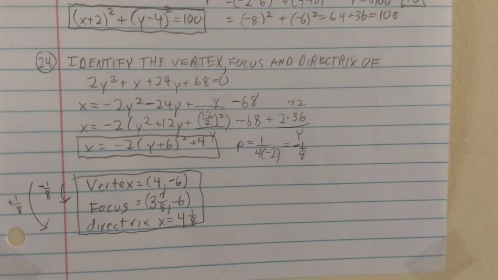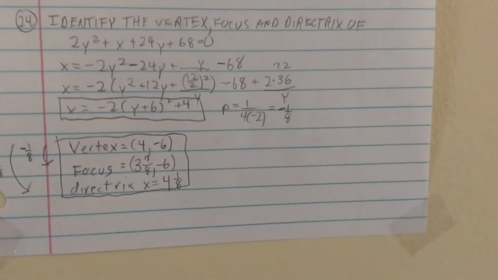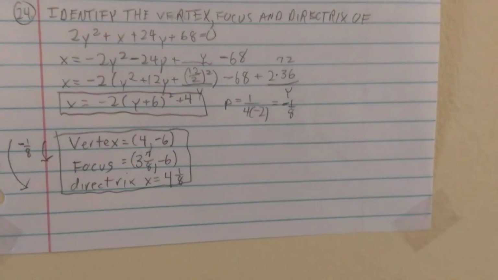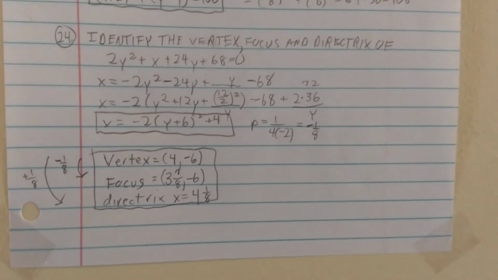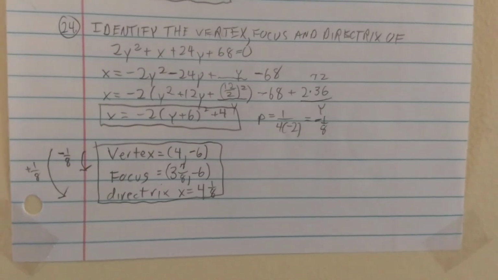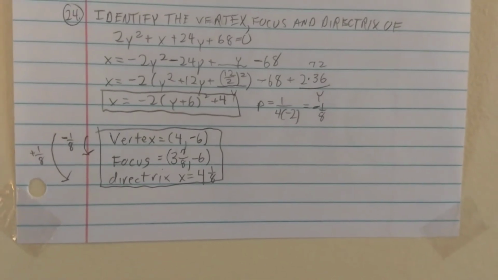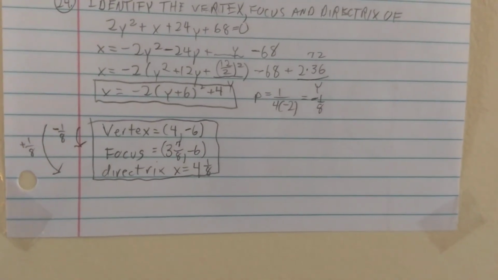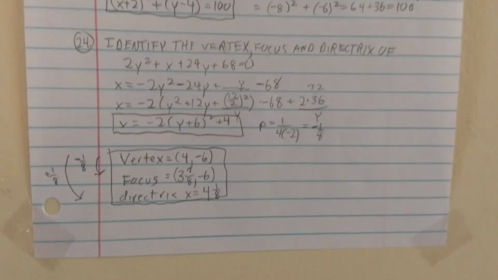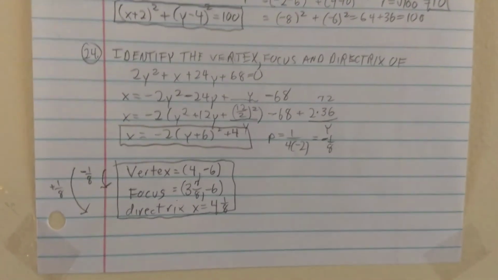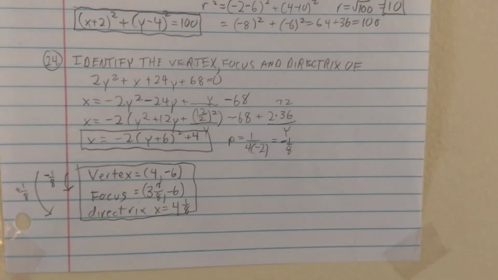And now on 24, it says to identify the vertex, focus, and directrix of 2y squared plus x plus 24y plus 68. Now remember, for a parabola, only one of the x and y are squared. So we have a 2y squared and 24y, so that's going to be the squared part, but we always set it equal to the 1 power part. So I'm going to leave x where it is and move everything else over to the right side. So x equals minus 2y squared minus 24y plus blank y minus 68.